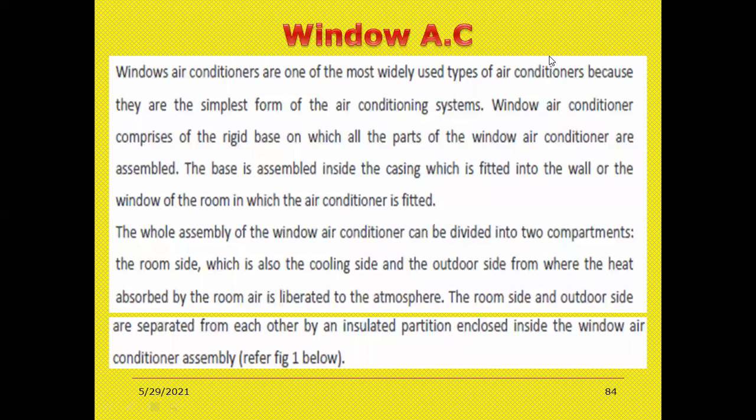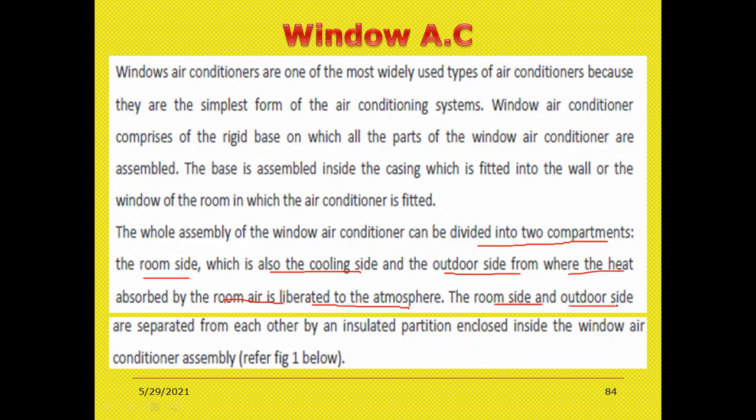In this type of window AC system, you have all the components inside the chamber, and half or a quarter of the components will be inside the room or office, and the remaining outside. The whole assembly of the window air conditioner is divided into two compartments. If you open the window AC, it consists of two compartments. One is inside the room, the other is outside the room, right? The first one, the room side, is the cooling side, and the outer side is where the heat absorbed from the room is liberated to the atmosphere.